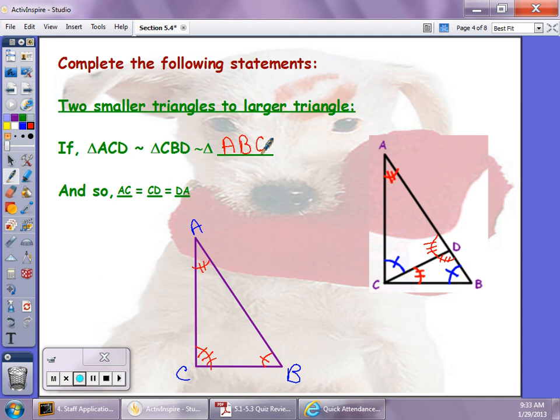So now I'm going to compare the medium triangle, which is ACD, to the larger triangle and complete the similar sides. So AC should be similar to AB in the larger triangle. Okay. CD should be similar to BC in the larger triangle. And DA should be similar to CA in the larger triangle.